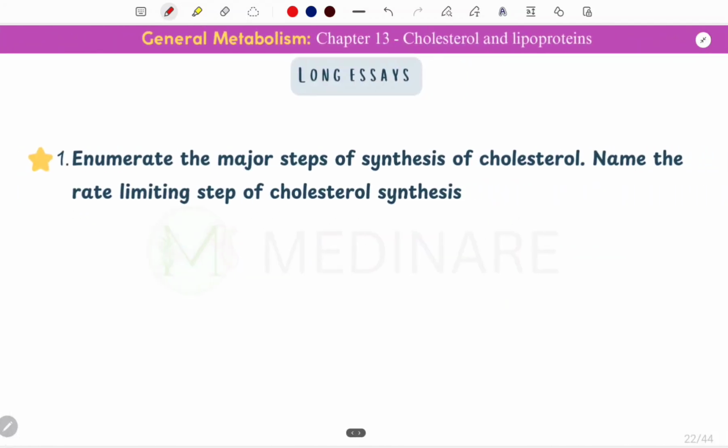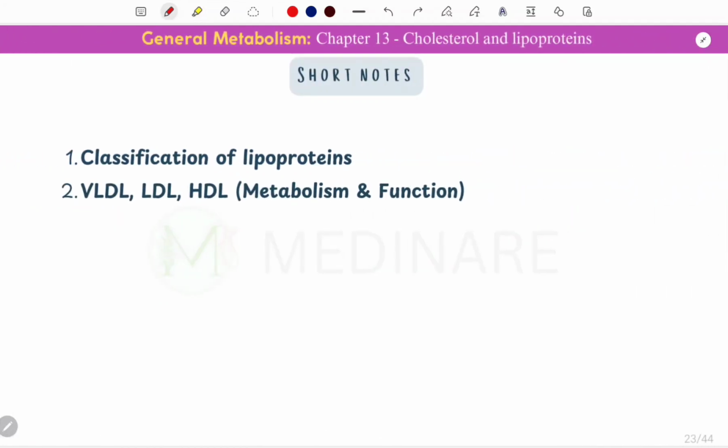The next chapter is cholesterol and lipoproteins. This is again a very important question. Enumerate the major steps of synthesis of cholesterol and name the rate limiting step of cholesterol synthesis. The short notes are classification of lipoproteins, and also these can be asked separately: very low density lipoproteins, LDL and HDL. Anything can be asked separately, where we should write about the metabolism and function.